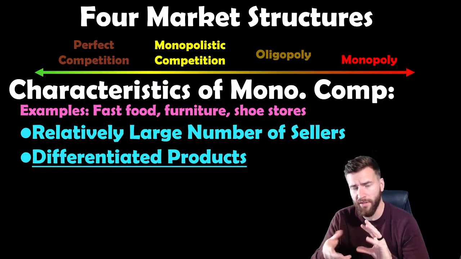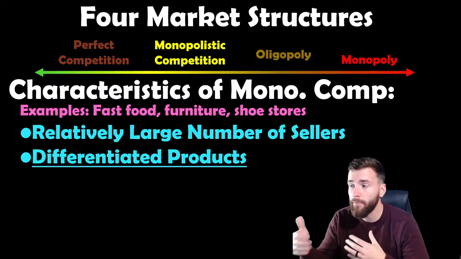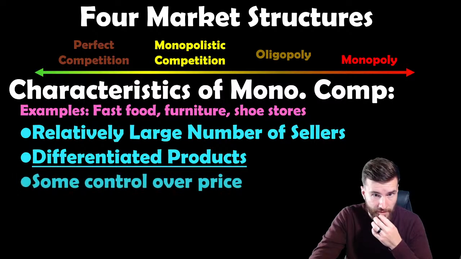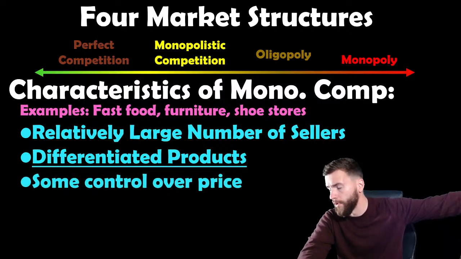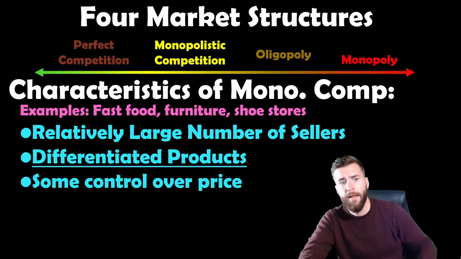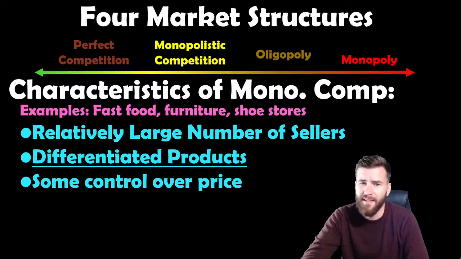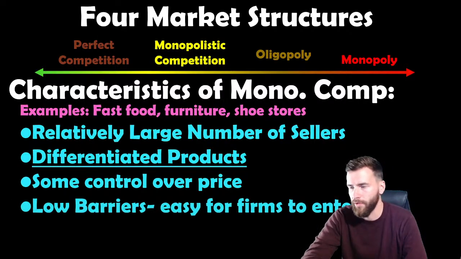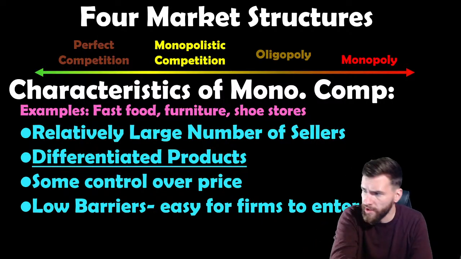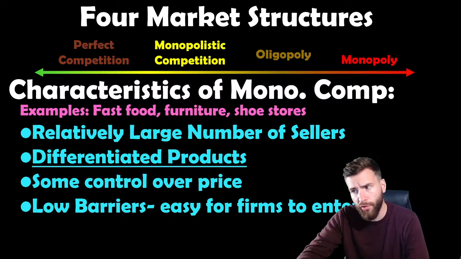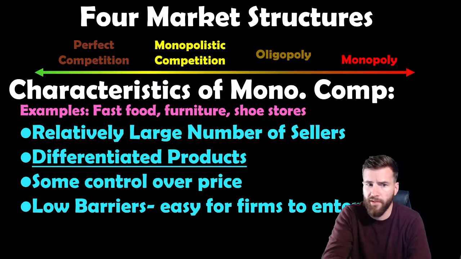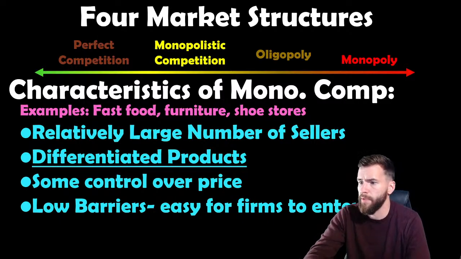And since the good is somewhat different, they have some control over price. Not complete control over price, because again, they're competing against hundreds of other firms. So it's going to be competitive. They don't have a lot of say in price, but they have some control, right? If I'm Levi's and I know that my jeans are better than, I don't know, Walmart jeans, I can charge a higher price for my jeans than Walmart can, because I know that people are going to be willing to pay more because my jeans are different.